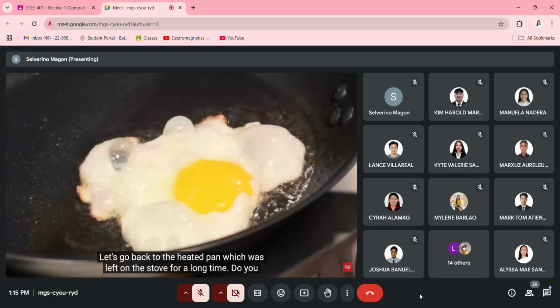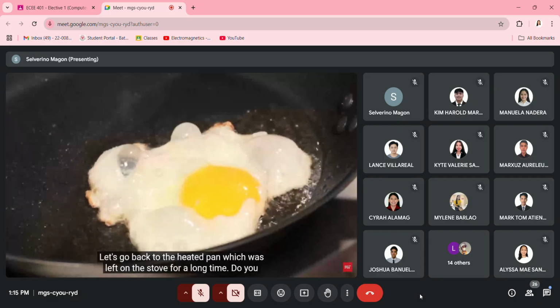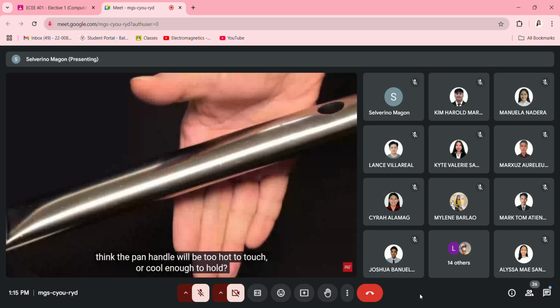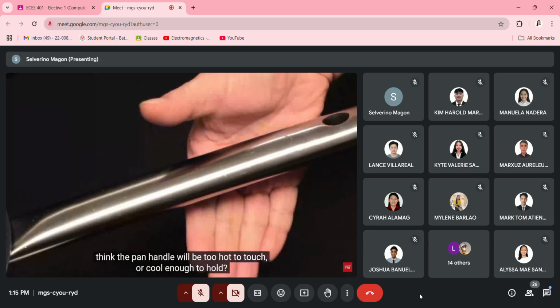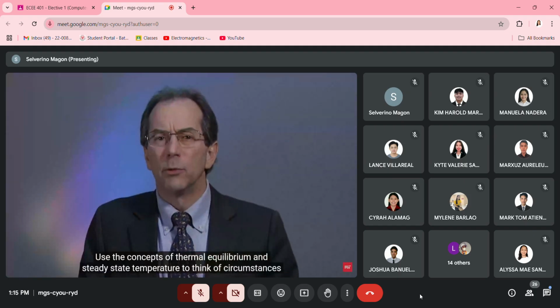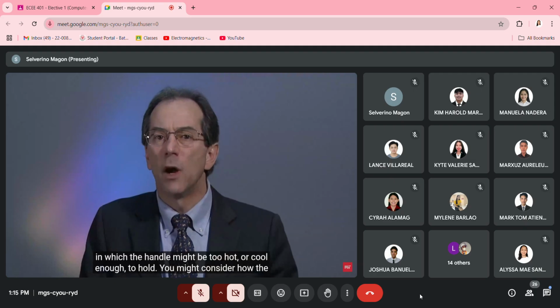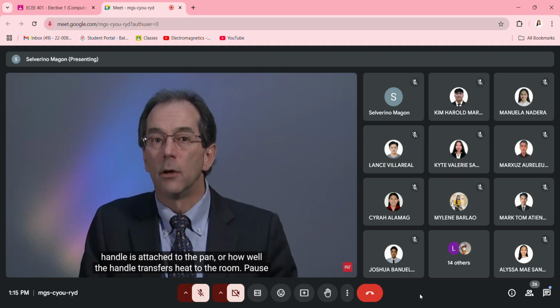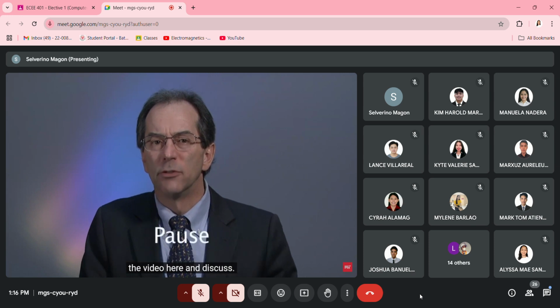Let's go back to the heated pan which was left on the stove for a long time. Do you think the pan handle will be too hot to touch or cool enough to hold? Use the concepts of thermal equilibrium and steady state temperature to think of circumstances in which the handle might be too hot or cool enough to hold. You might consider how the handle is attached to the pan or how well the handle transfers heat to the room. Pause here and discuss.